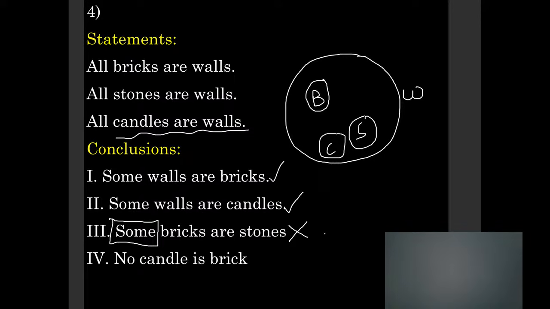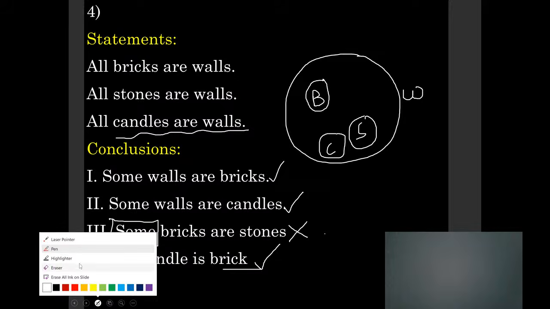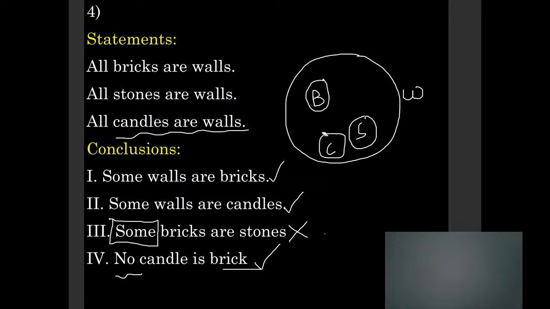Next, no candle is brick. No means it should not intersect. Here candles and bricks are not intersecting. So as they are not intersecting, we can take the fourth one as true. But whenever we get true, we should check whether it becomes false or not. So let us check.